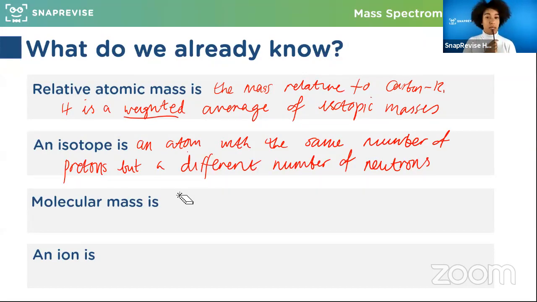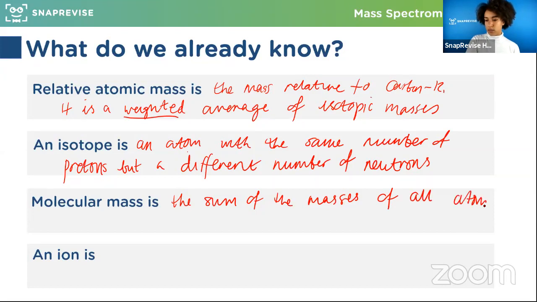What's molecular mass? What's the difference between molecular mass and relative atomic mass? Molecular mass is the mass of a compound relative to atomic, kind of. Yeah, so no, Peckham: the relative atomic masses of all the elements in the molecule added together. That's perfect. Thank you everyone. So the sum of the masses of all atoms in a molecule.